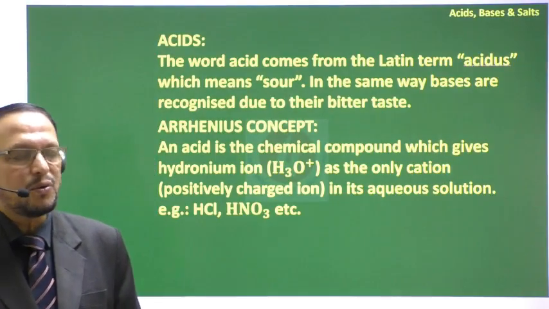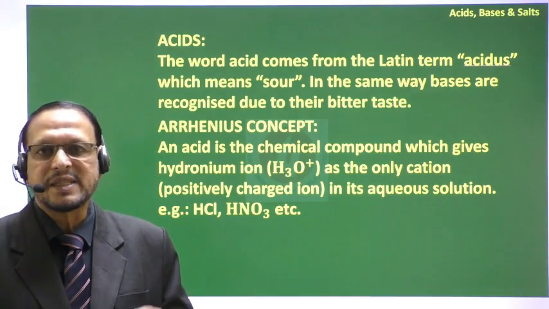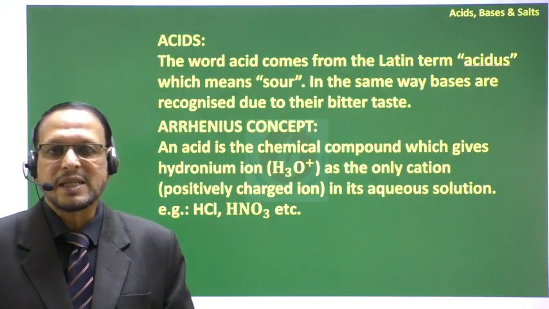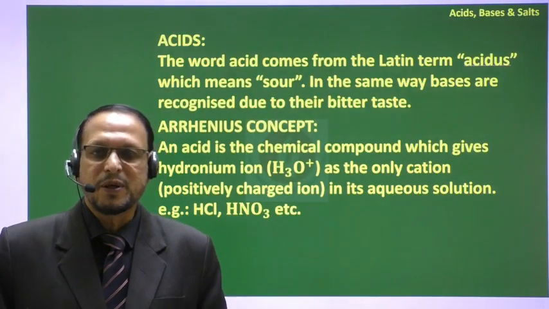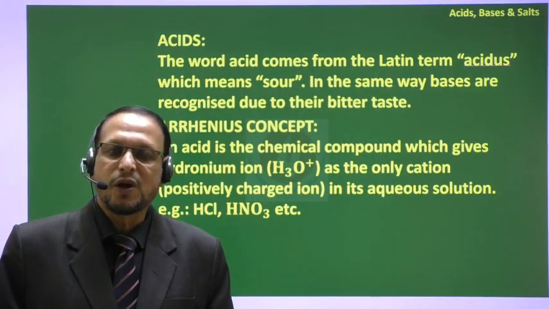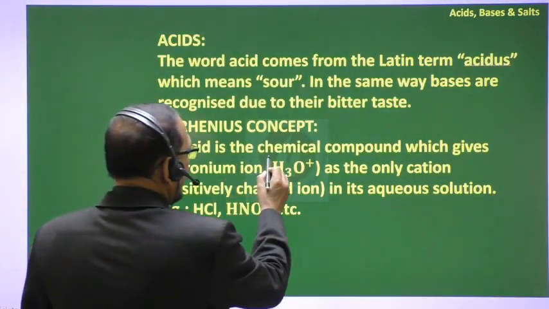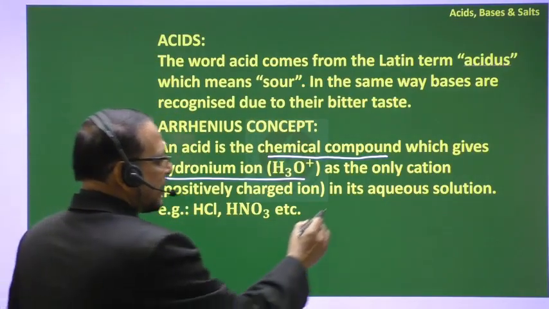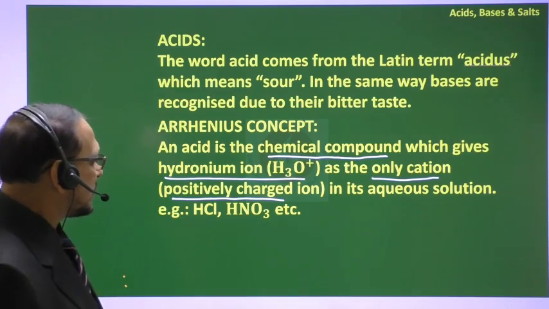Now, according to the Arrhenius theory, an acid is a chemical compound which gives hydronium ion, H3O plus ion, as the only cation. Cation means positively charged ion, in its aqueous solution. I repeat once again, an acid is a chemical compound which gives hydronium ion, H3O plus, as the only cation in its aqueous solution.